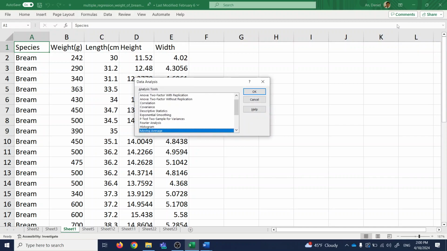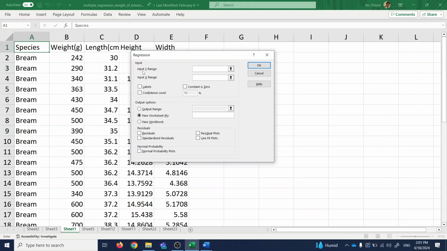In the Data Analysis, there are several things you can do. I think there are things like paired two-sample means. Some of the other tests that we've learned in classes are also here. You can use them. But what we want is simply regression. Okay, so we're going to choose regression.